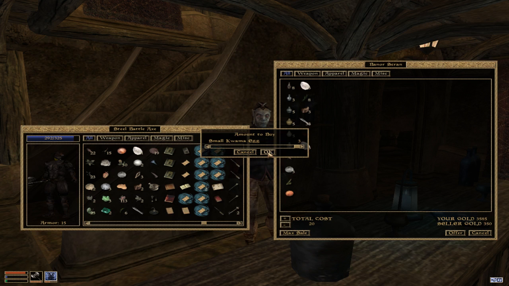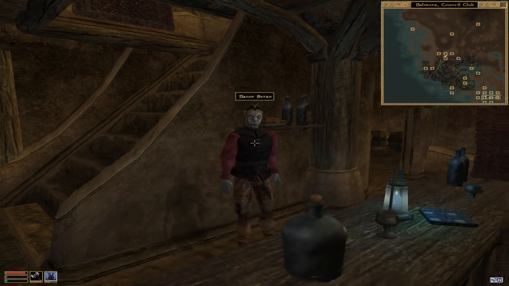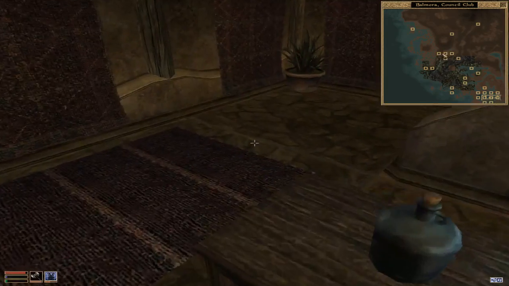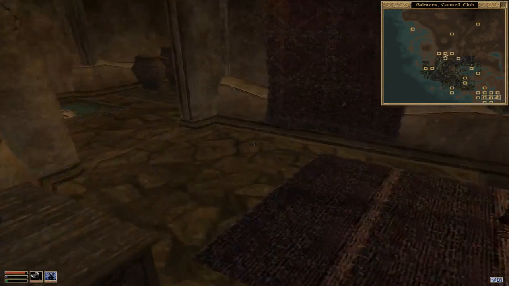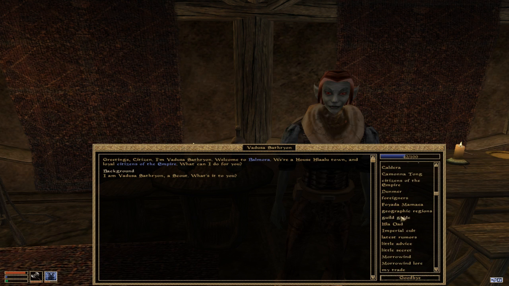How many eggs does he have? Let's take some. Because the small eggs, we can combine them with big eggs to make it quick, make the potions. Okay, let's talk to him. I am Vadusa Sasron, a scout. What is it to you?